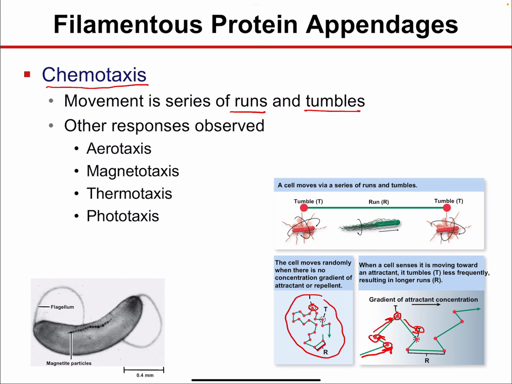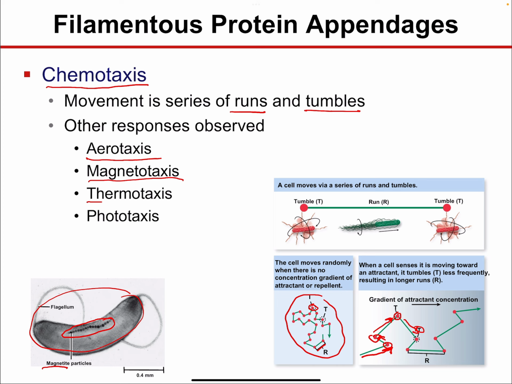Now, this chemotaxis can be expressed as aerotaxis. Basically, the cell is going toward oxygen. Magnetotaxis is when the cell is moving toward a particular magnetic field, right? For instance, you have the cell here with some granules in there. These granules are magnetites. So this allows the cell to move toward areas where they are attracted by a magnet, right?